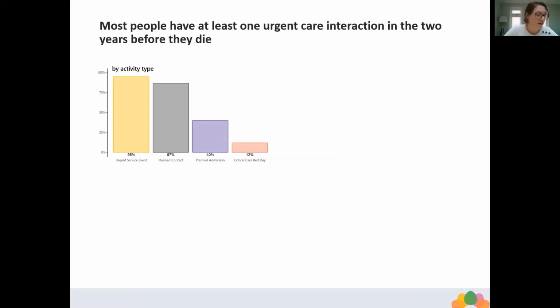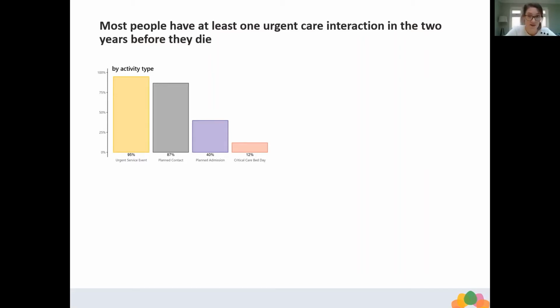So the actual access here, we're looking at access. So we have the proportion of the decedent population who access each activity type in the 2 years before they die, meaning the proportion of people who have at least one contact with these areas. So a large proportion of the decedent population, 95% of people, so nearly everybody, having at least one urgent service event in the 2 years before they die.